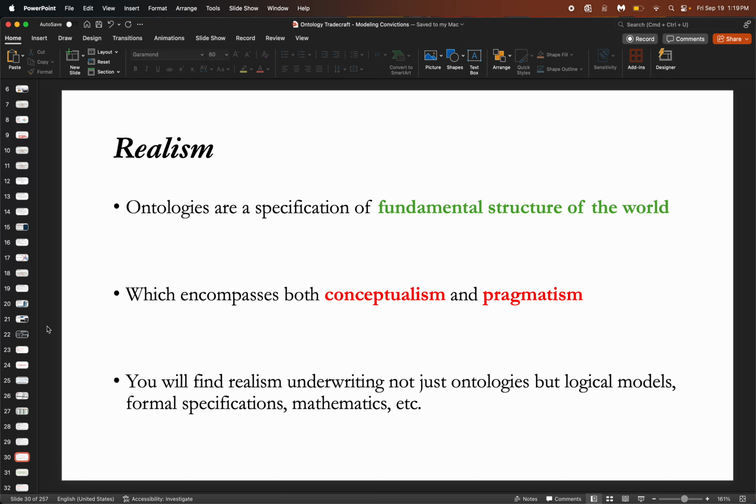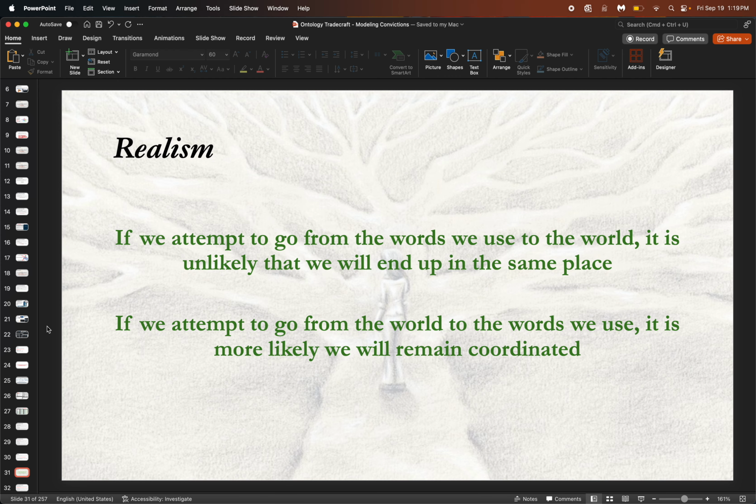Because it's not just me trying to model my concepts. It's not just you trying to model what you want to do. It's us trying to do that while respecting, at least practically speaking, how the world is independently of what we think. And part of this is motivated by observation over many years: if we attempt to go from the words we use, or the concepts we use, or our desires, to modeling the world, it's very unlikely that we're going to end up in the same place. You and I, if we're modeling just the concepts or the words that we use independently, it's unlikely that we will wind up modeling the world in the same way.